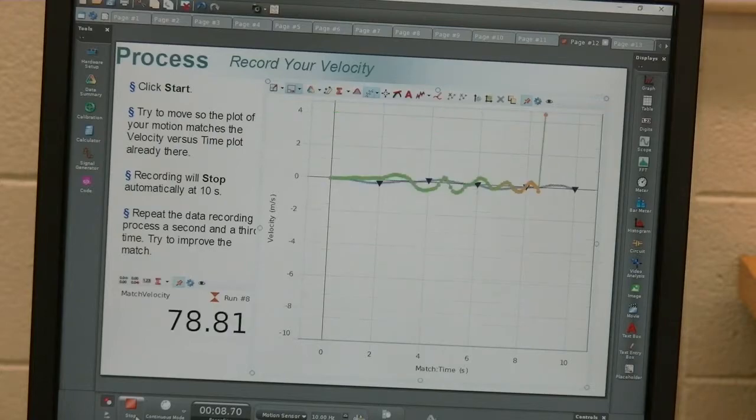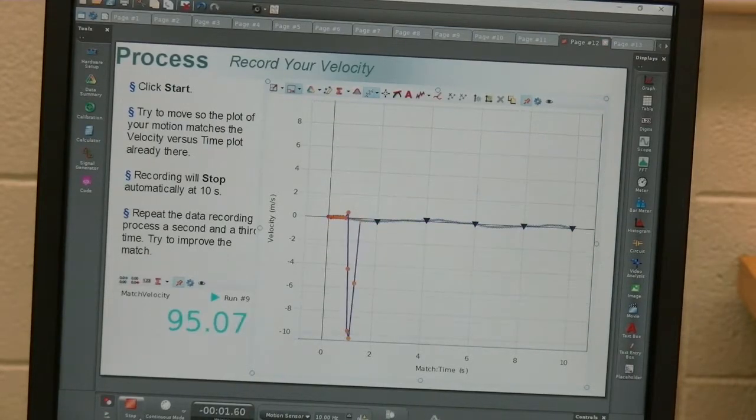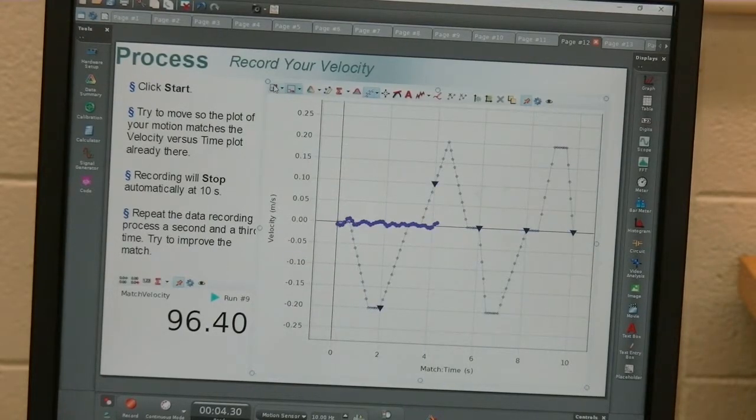And we're going to stop that here now. Stop. So we're going to auto scale, top left there. And we're going to go one more time. Hit record.